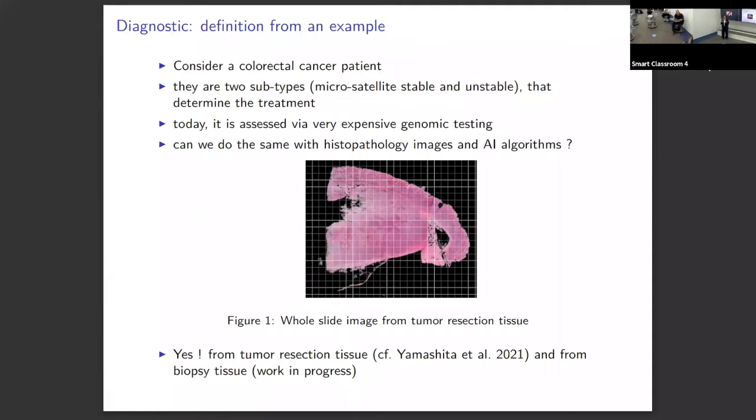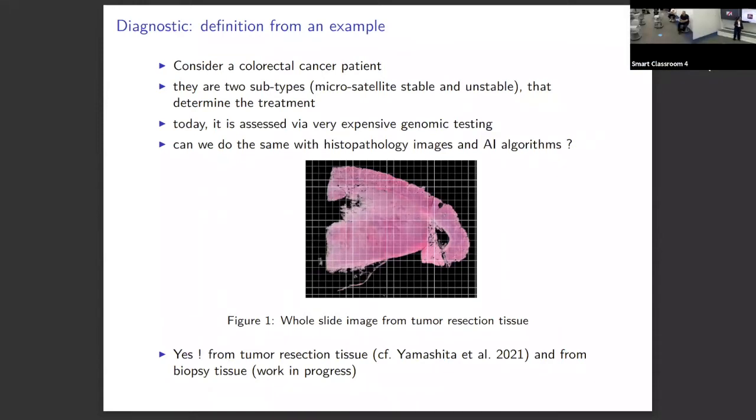So the idea is, can we do the same diagnosis from this kind of images? This is when you resect the tumor, you will cut a very thin slide of it and have it with a picture. So it's common practice in clinics. You've got that for all your patients. So if you can get the diagnosis from this image, you gain a lot of money and a lot of time. Okay? So we can do that from the tissue, from tumor resection.